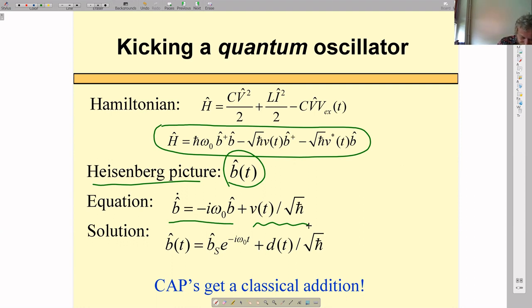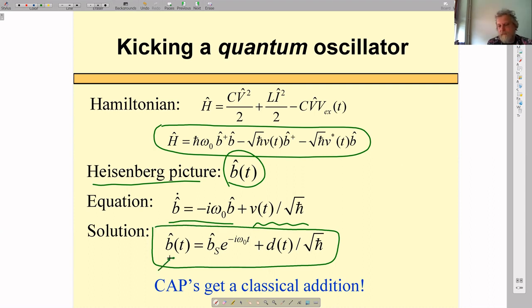We solve that, and what we see is the following. The resulting annihilation operator has two terms. The first term is the one without any voltage source applied. And this part describes the voltage source. It describes it in terms of the solution in classical normal coordinates, D.